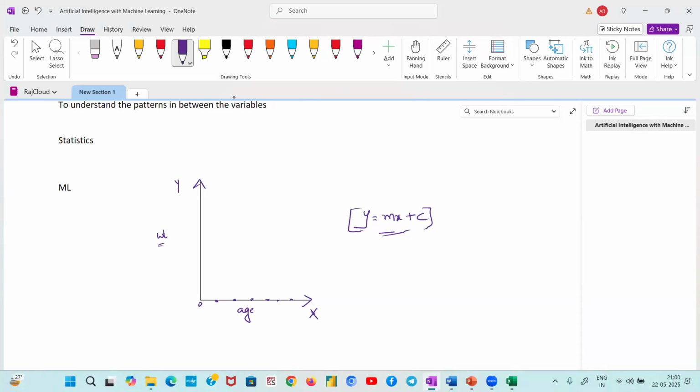As your age grows, your weight will grow or not. Whenever your age is growing, your weight is growing. I'm not talking about completely adult people. I'm talking about from a 5 year old kid to, let's say, a 25 year old young person. During this period, your weight keeps growing or not.